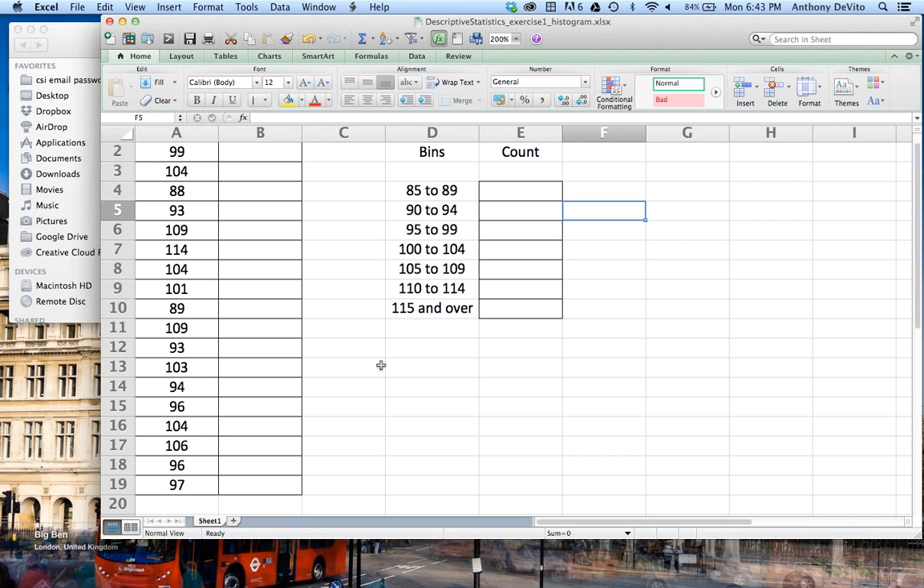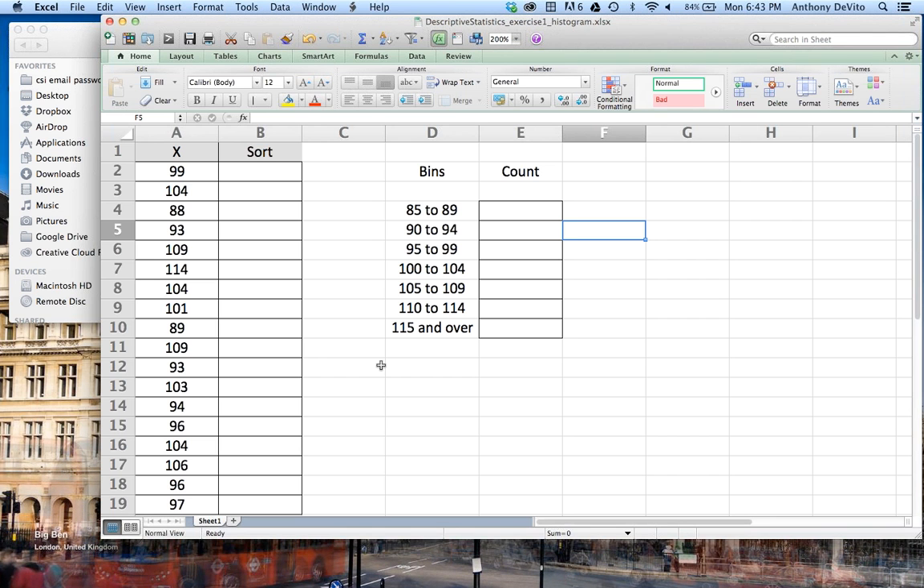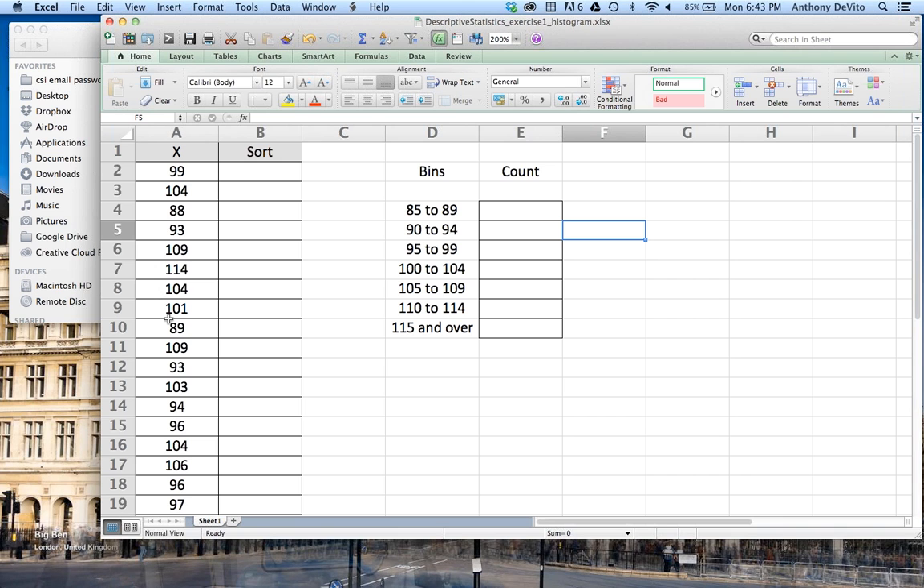The way we would create a histogram is that we're going to create bins. These various bins represent the frequency of people in this population who have a value within that range. I made up these bins myself. I know that the lowest value was about 89 and the highest value was about 114. There are a lot of ways you could do these bins.